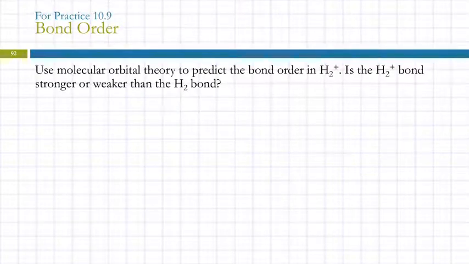Okay, let's use molecular orbital theory to predict the bond order in He2 plus. Is that bond stronger or weaker than the H2 bond?